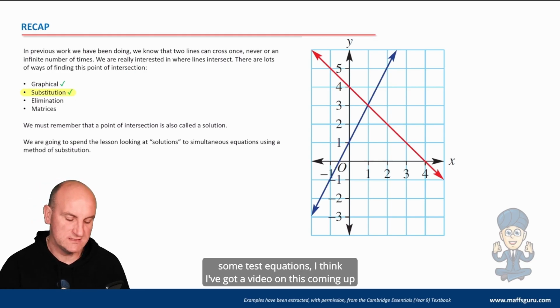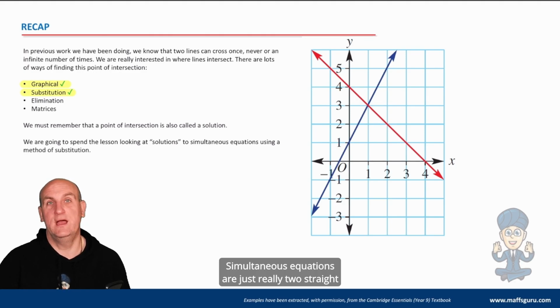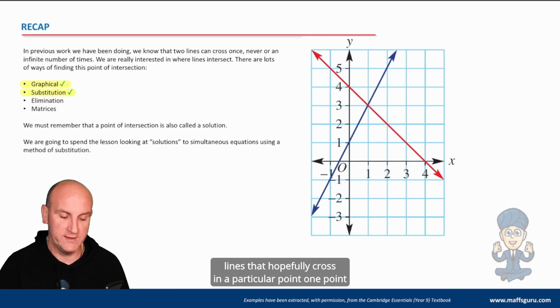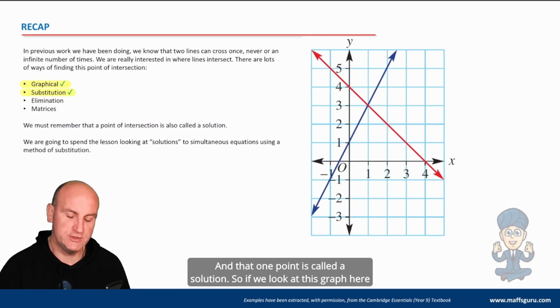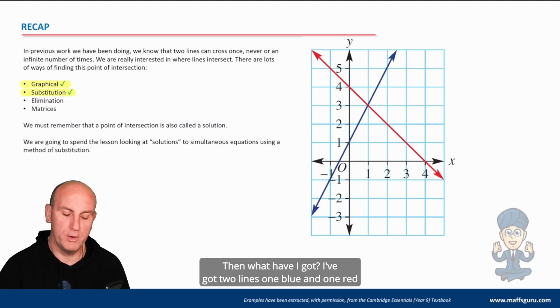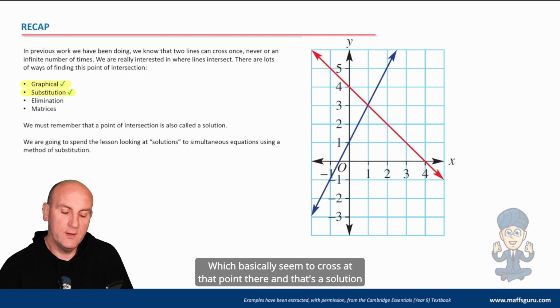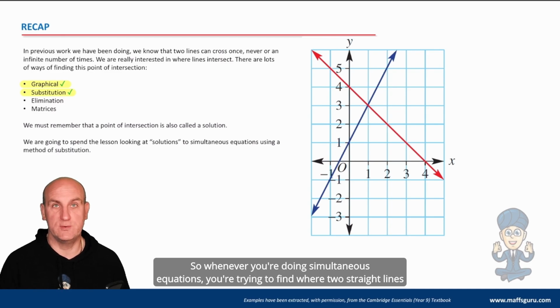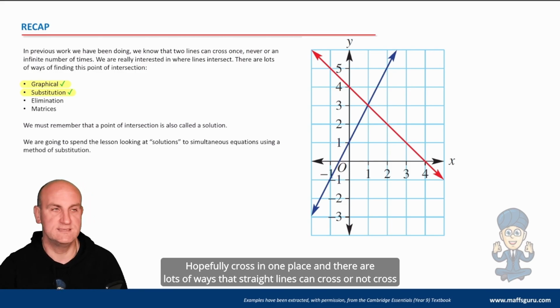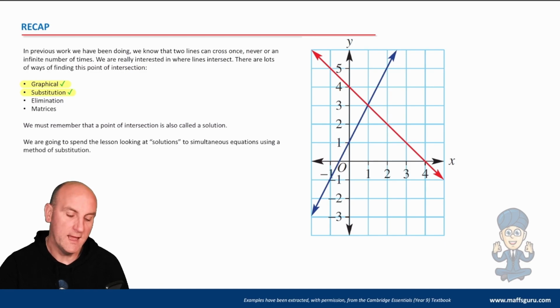If you know anything about simultaneous equations, and I think I've got a video on this coming up, they are really just 2 straight lines that hopefully cross at 1 point, and that 1 point is called a solution. If we look at this graph, I've got 2 lines, 1 blue and 1 red, which seem to cross at that point there, and that's a solution. Whenever you're doing simultaneous equations, you're trying to find where 2 straight lines hopefully cross in one place. And there are lots of ways that straight lines can cross or not cross.